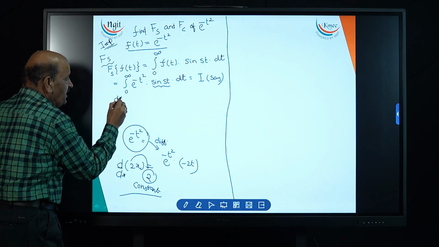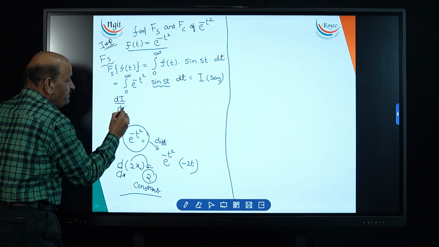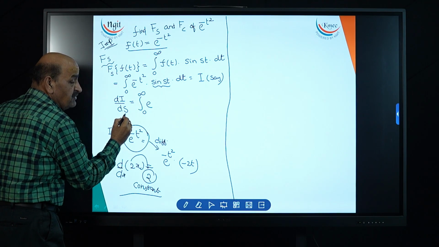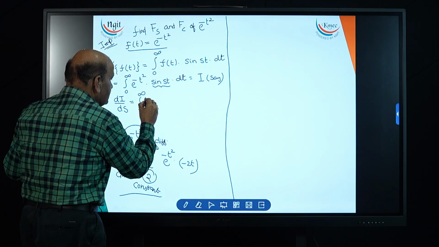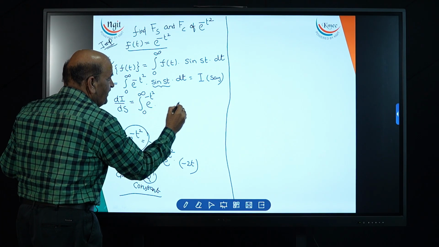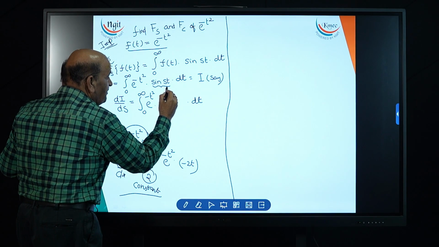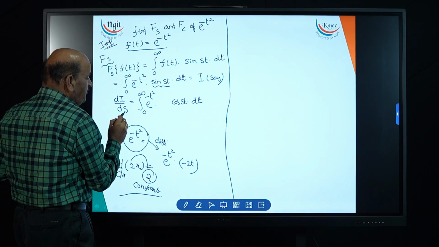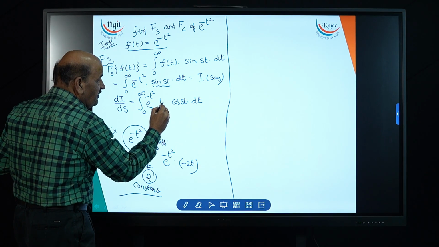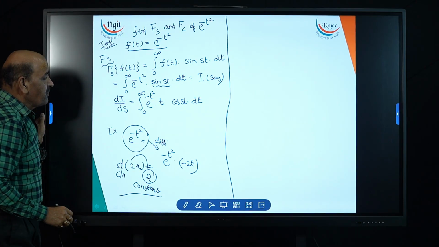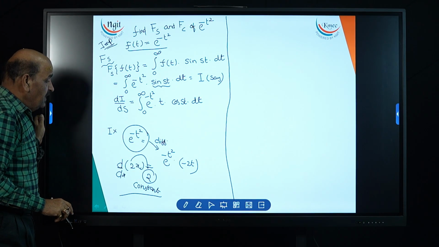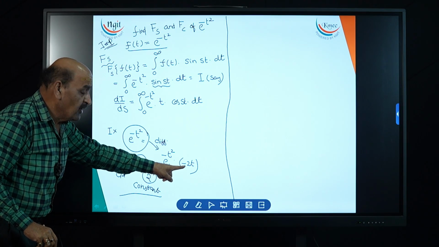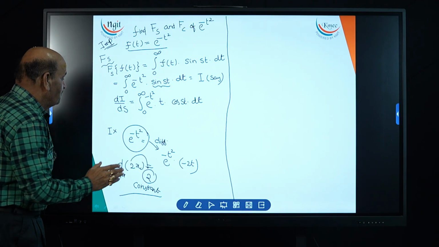Now, differentiating I with respect to s, that will become the integral from 0 to infinity of e power minus t square, differentiating with respect to s, remaining all are constants, it won't be disturbed. E power minus t square same, dt same, but for sin st, it will become cos st. Now in st, you are differentiating with respect to s, so which one is constant? t is constant. Understanding? Now we already get t. Now, to get it integrable, what do we have to do? We have to make a constant minus 2.